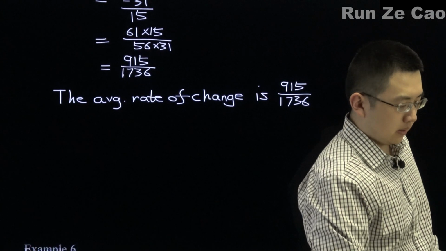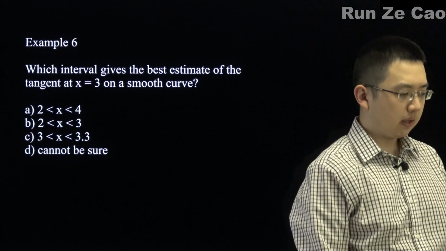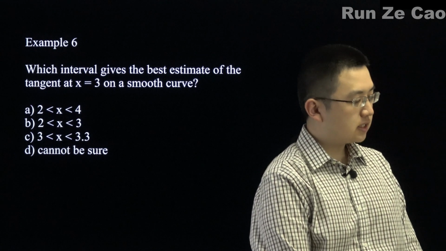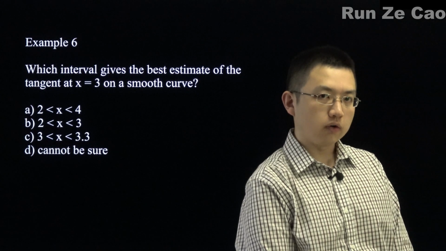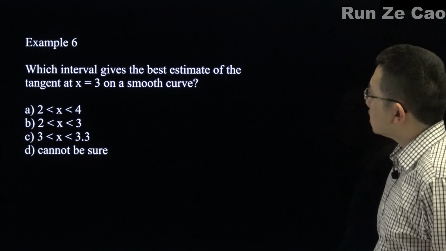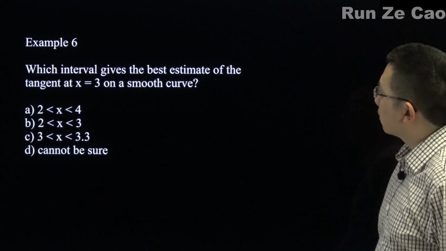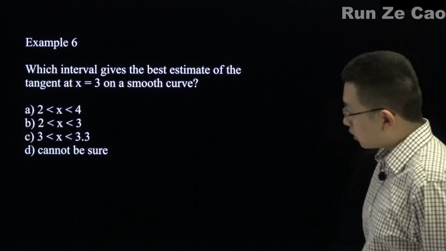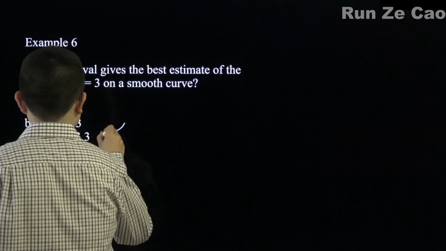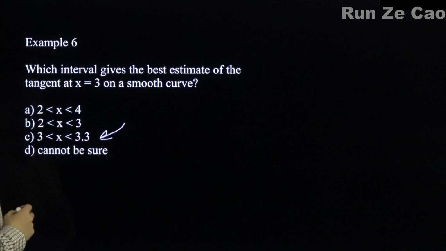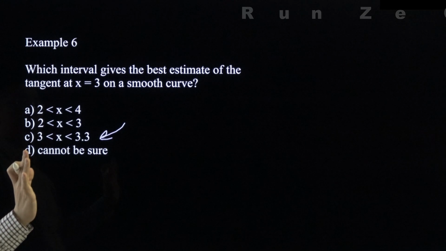All right. Now, let's say we have an example. Which interval gives the best estimate of the tangent at x equals 3 on a smooth curve? The tangent at x equals 3. Now, for most cases, you would answer C. So this would be the answer that most people would pick. But wait a second, guys.